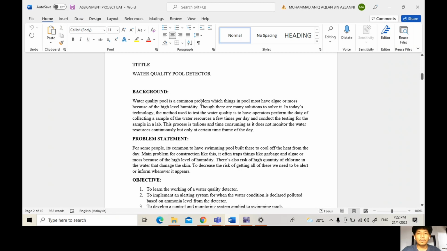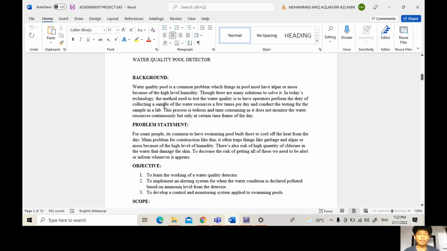Water quality in pools is a common problem, as pools most often have algae or moss because of the high level of humidity. So there are many solutions to solve it. In today's technology, the method used to test the water quality is to have an operator collect a sample of the water a few times per day and conduct the testing of the sample in the lab. This process is tedious and time consuming as it does not monitor the water continuously but only at certain times of the day.